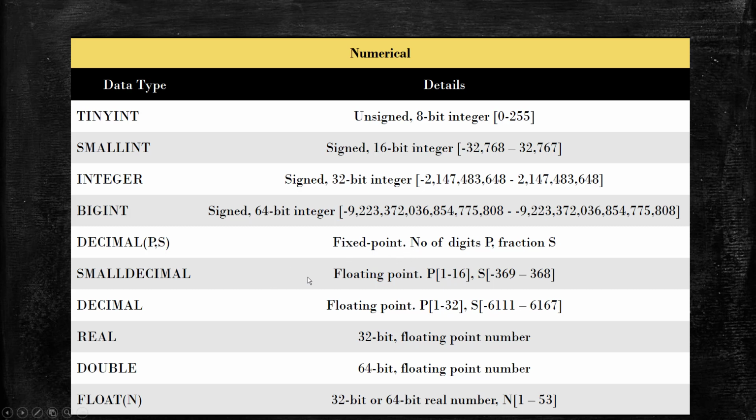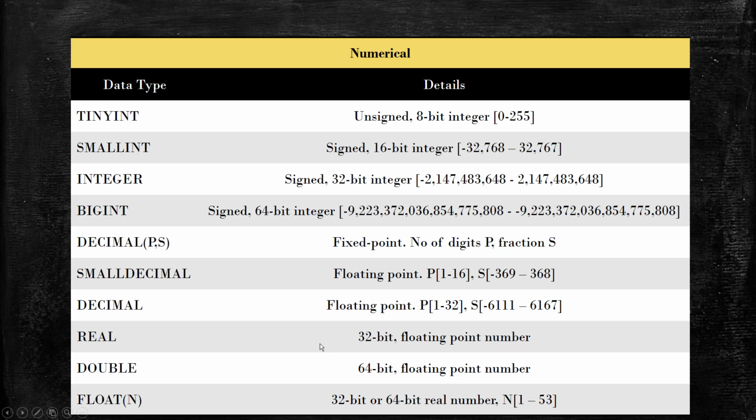Okay, small decimal. The difference between decimal and small decimal is that decimal is a fixed point because we are restricting that number with p and s values, but small decimal is not restricted, so it's going to be a floating point number, and the p value varies from 0 to 16 and the s value varies from -369 to +368. Like that, small decimal, real, double, all these values are floating point numbers. Only the first is fixed point. And float is common, like you can use either 32-bit or 64-bit based on the assigned n value, and the n value supports from 1 to 53.